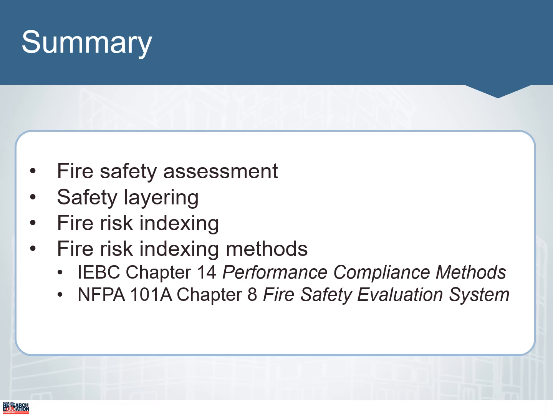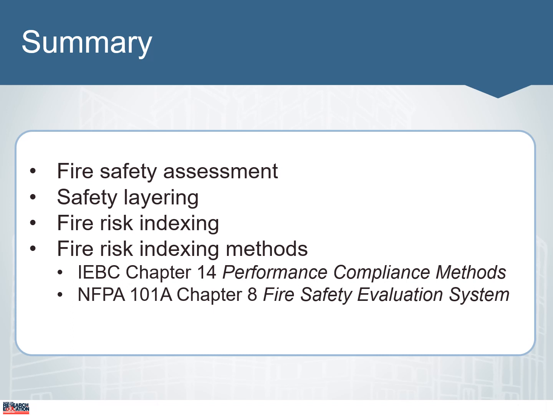A number of ready-to-use tools are available for this purpose, and each tool provides a means to compare the level of safety in one building to another and to determine whether a building provides a particular level of safety. In this course, the two most common fire risk indexing applications have been described. Those are contained in the International Existing Building Code, Chapter 14, and NFPA 101A. While these tools use different scoring systems, the concepts are virtually identical.